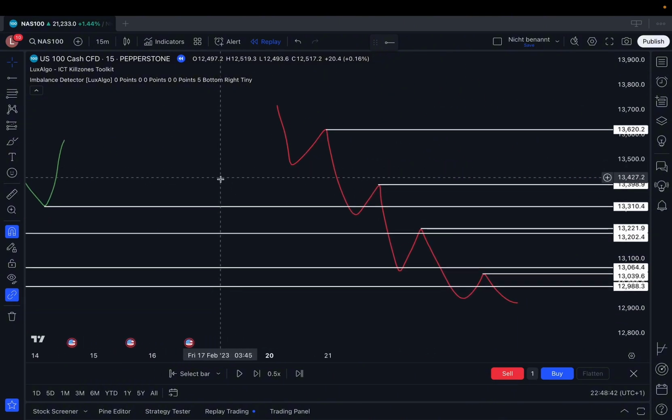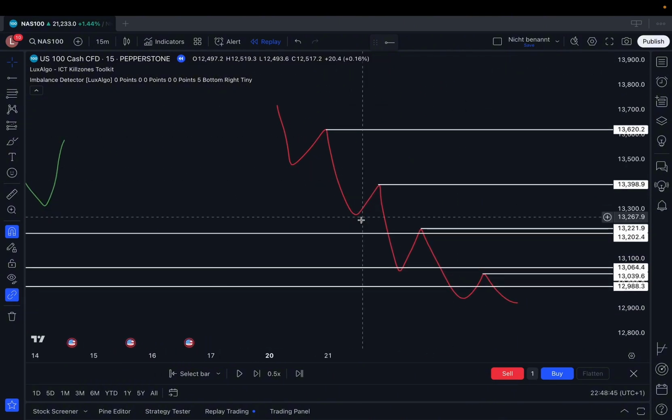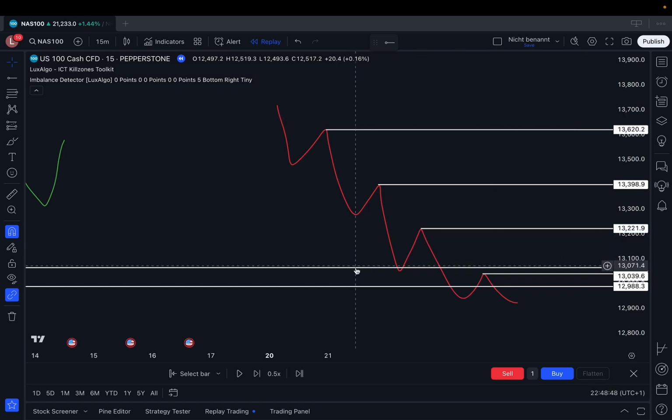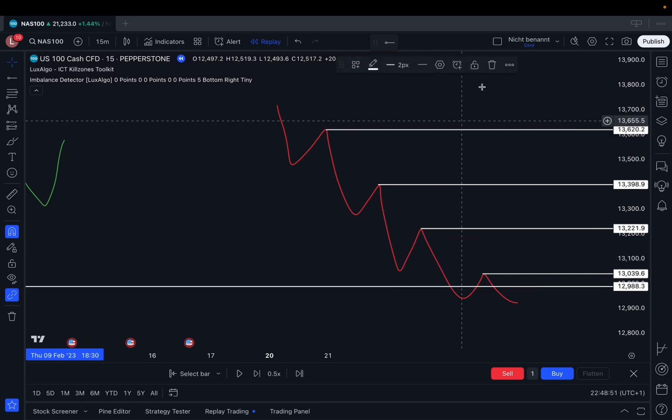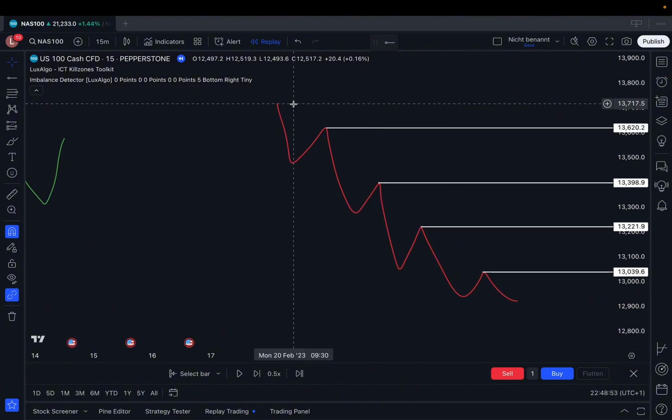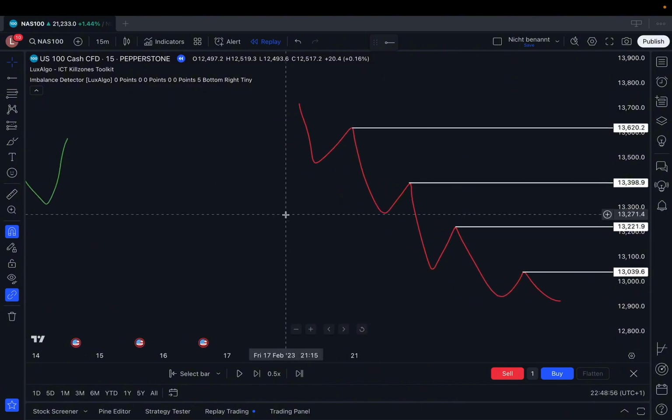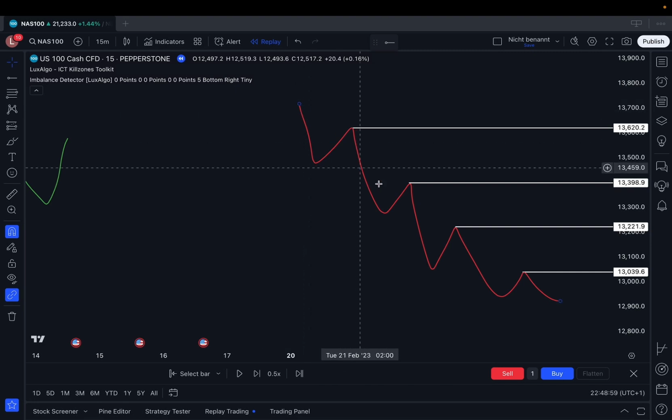If we take a look at the downtrend right here, let me get rid of this real quick. So here I drew the downtrend. What you can see here is the market moves down. Here are the lows and these are the highs. You can see the lows are always lower, so this low is always lower than the last low, and these highs are always lower than the last highs. So we don't have a high which is higher than the last high.